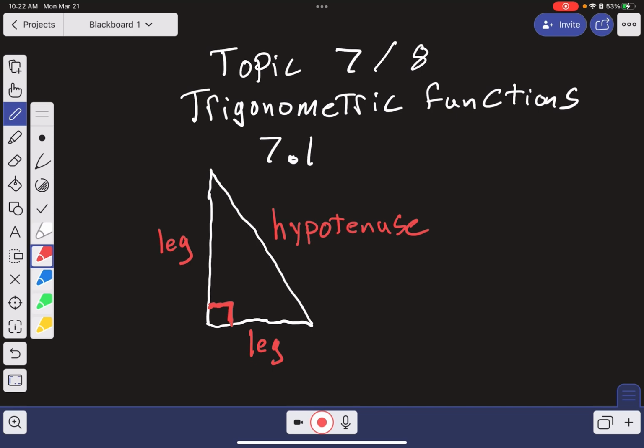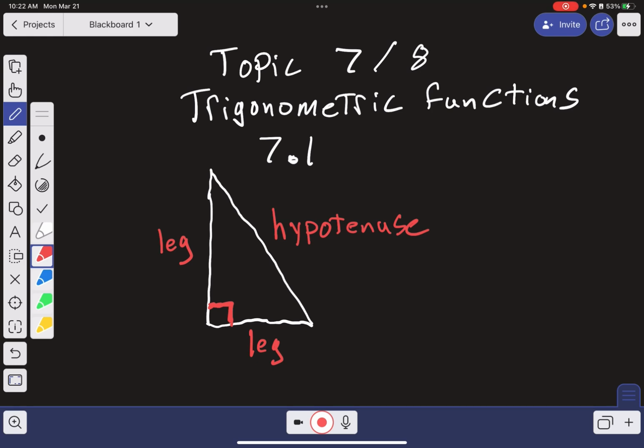Now, a couple things with the hypotenuse. The hypotenuse is always going to be the side that's across from the 90-degree angle. So it's the side furthest away from that 90-degree angle. This hypotenuse is also always going to be your longest side. It has to be. So it's the longest side, and it's across from the 90-degree angle.